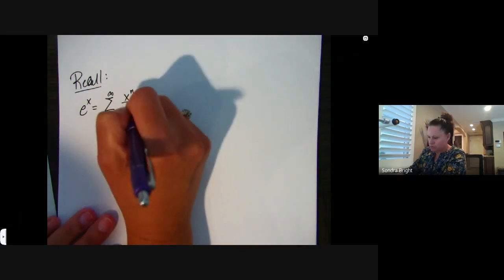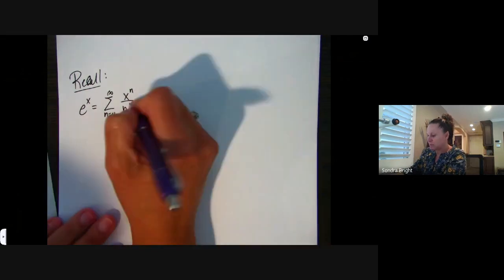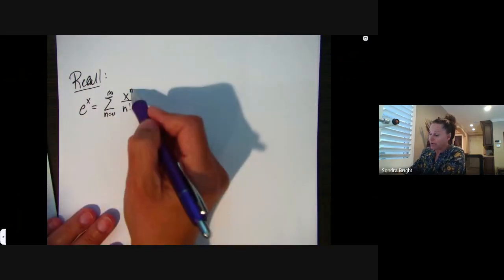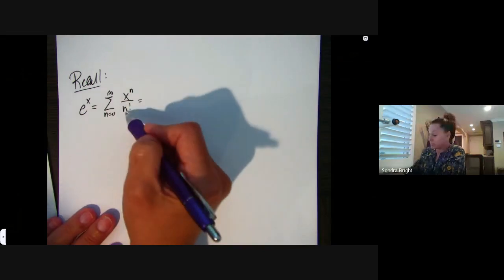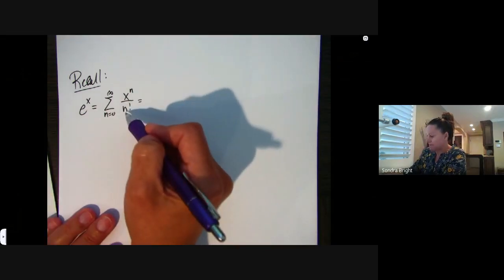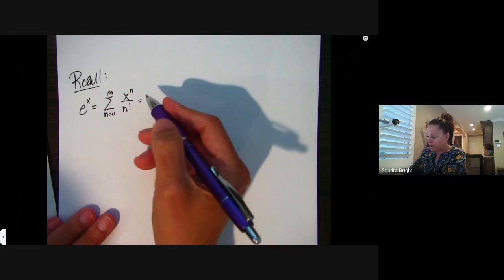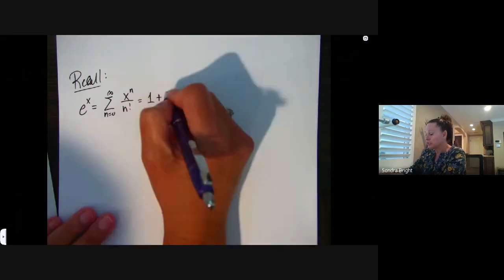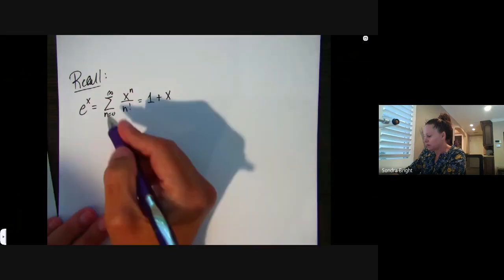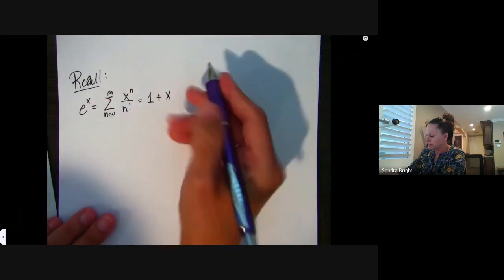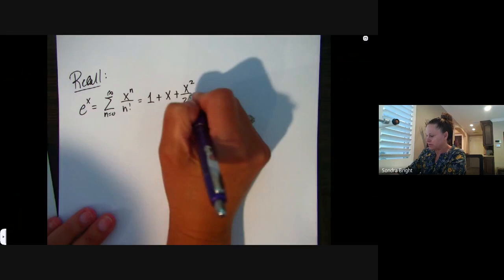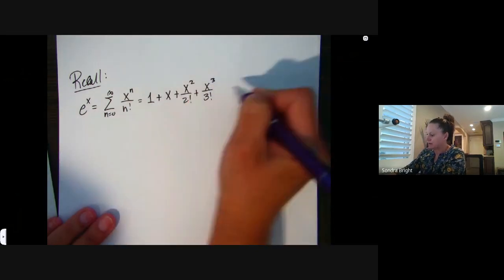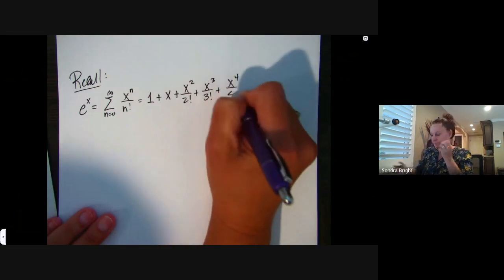Well, when you start expanding it, you could just memorize that part, but when you plug it in, x to the 0 is 1 over 0 factorial is also 1, so it starts with a 1, and then a plus, and then you plug a 1 in, so x to the power of 1, and then you plug a 2 in, so x squared over 2 factorial, plus x cubed over 3 factorial, plugging in a 4, and it keeps on going like that.